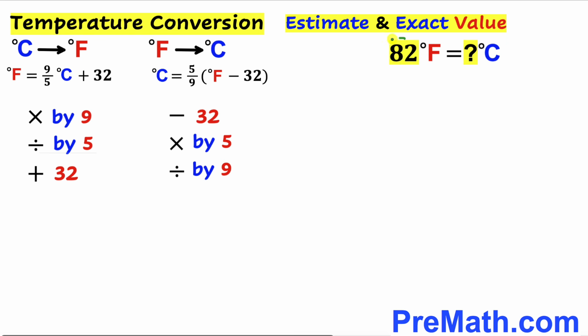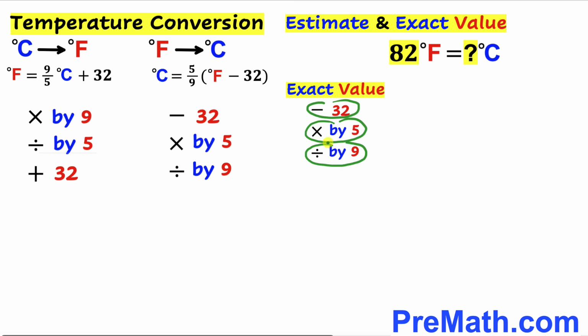And here's another example as well. This time we are going to go from degrees Fahrenheit to degrees Celsius. And we got 82 degrees Fahrenheit. And to get the exact value, we are going to follow this flowchart. We are going to subtract by 32, then we are going to multiply by 5, and finally we are going to divide by 9. So therefore, our number 82, I'm going to write down over here, and I'm going to subtract 32, and that's going to give us 50.